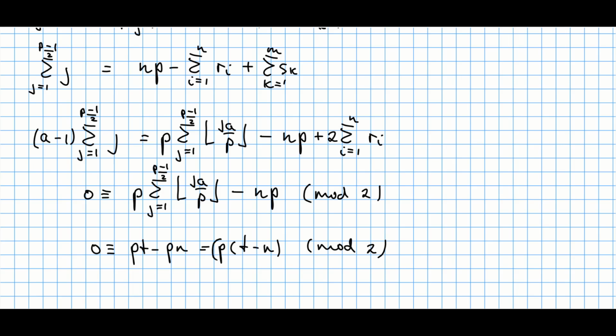And now since p is an odd prime, so it's co-prime with 2, this means that I can reduce both sides of the equation by p, leading to 0 is congruent to t minus n modulo 2. So this means that t is congruent to n modulo 2. This means that t and n must have the same parity. So if t is odd, then n is odd. If t is even, then n is even as well. This means actually that negative 1 raised to the power of t is the same as negative 1 raised to the power of n.